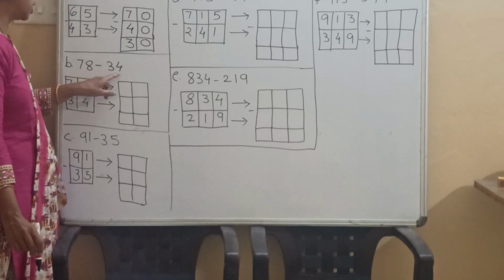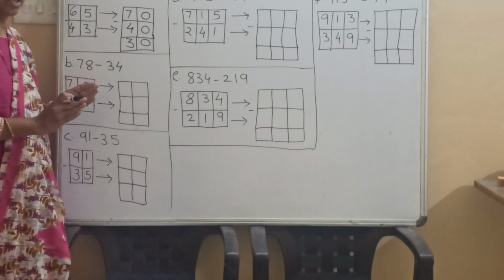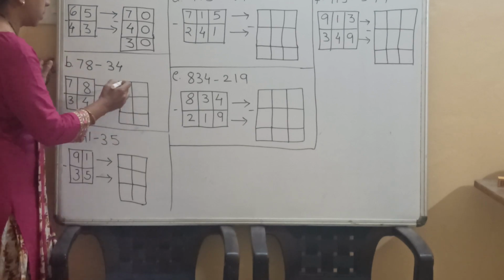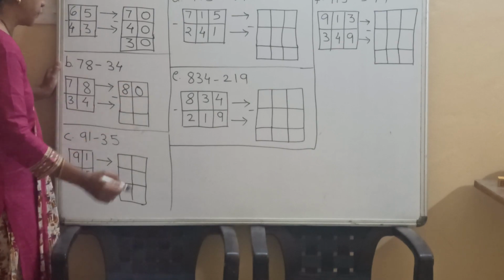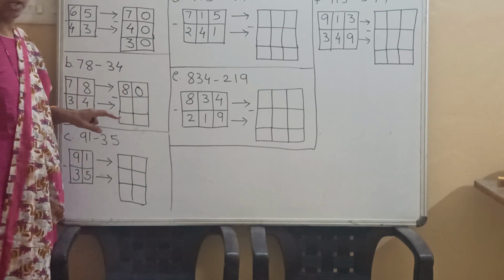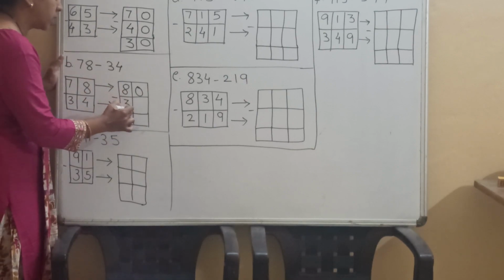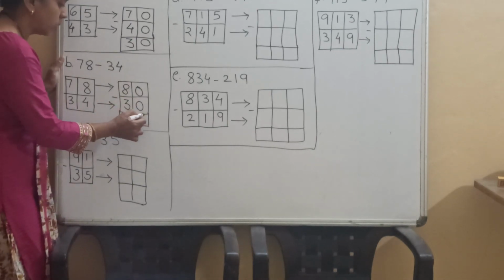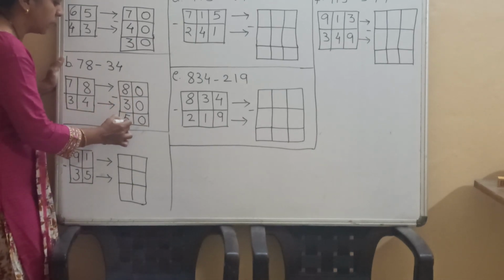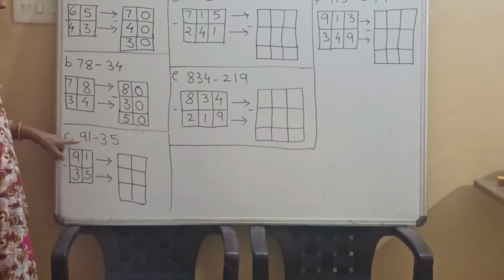Now see B question. 78 minus 34. So 78 is very much closer to 70 or 80? That is very much closer to 80. So we can write here 80. 34 is very much closer to 30 or 40? That is closer to 30. So we can write here 30. So 0 minus 0, 0. 8 minus 3, 5. What is our answer? 50.